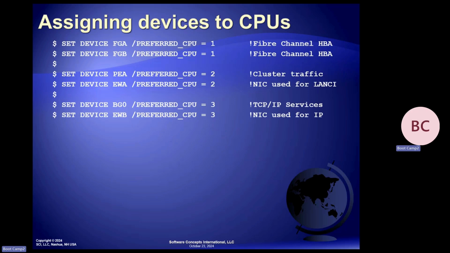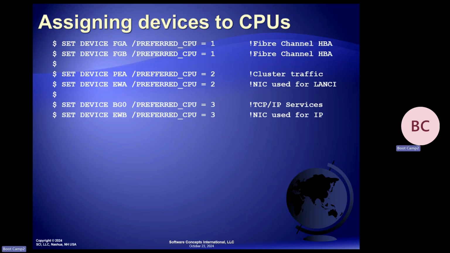But basically, we'll take a device and assign its interrupt state work to a particular CPU within the system with that sort of command. So here we're assigning the Fibre Channel HBAs both to the first CPU. We're assigning a PE driver with its cluster function to another CPU, and then a NIC that carries cluster traffic to the same CPU. And then down below, we've got TCP/IP services and a NIC that's used for IP. We're assigning those to the same CPU. So there's an example there.